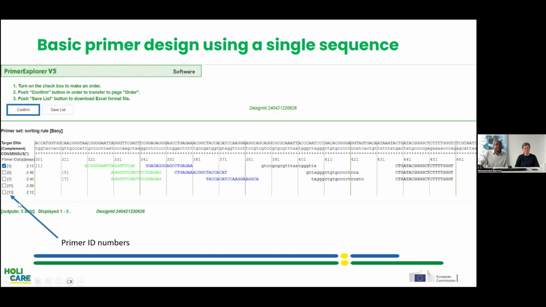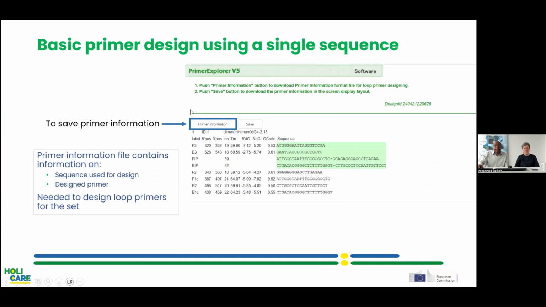The software automatically gives them ID numbers, like in this case, and they are actually being completely selected by the software itself. You can, for example, for the purpose of demonstration, click on number 1 and press confirm, and now you will see that primer set being displayed.